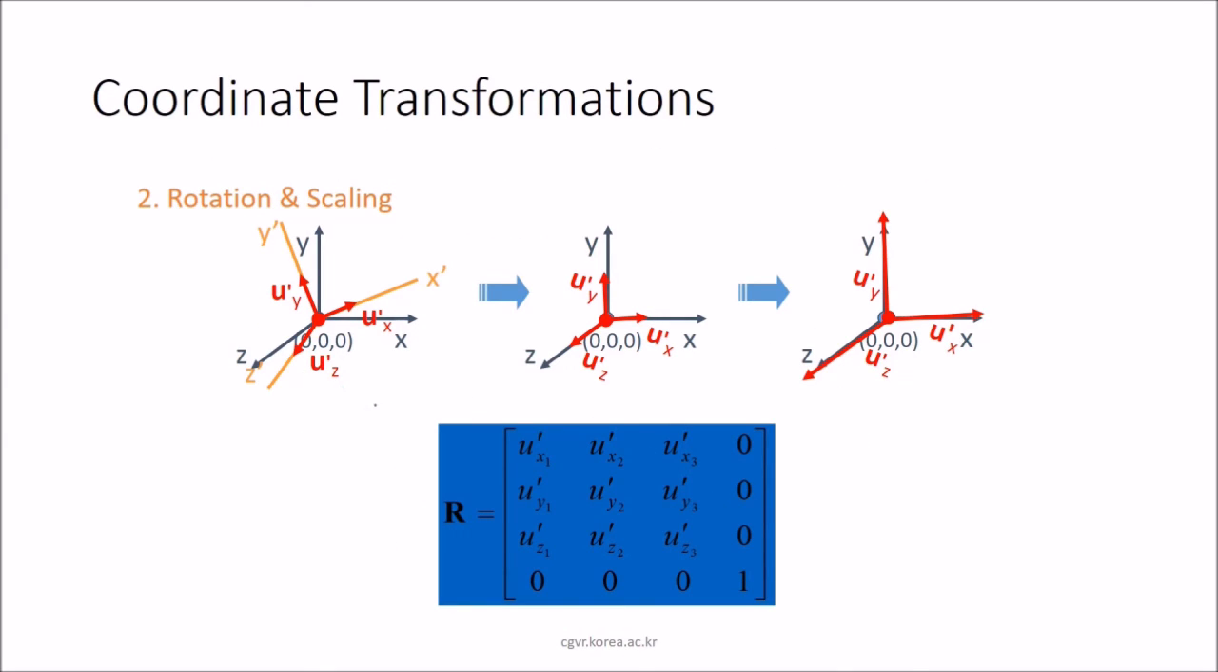Then rotation and scaling is performed. Okay, like this. You have u'y, u'z, and u'x, u'y, u'z with dashes. So first we rotate them, we scale them, we align them. So we apply this relationship R.